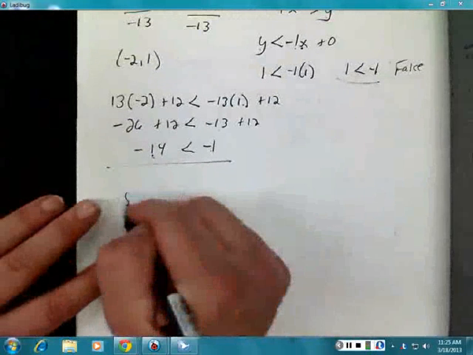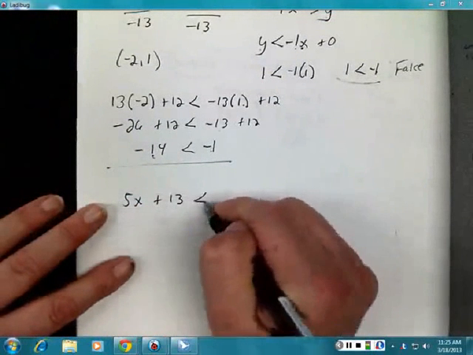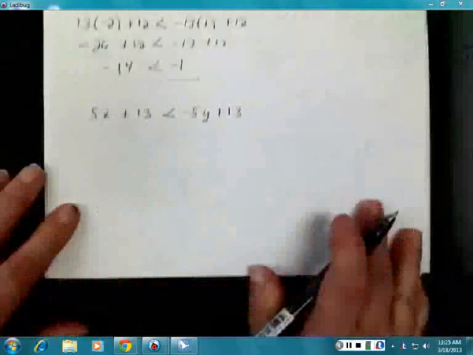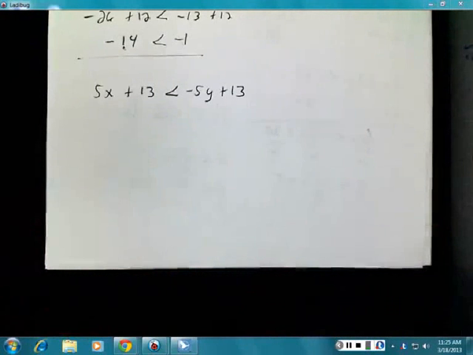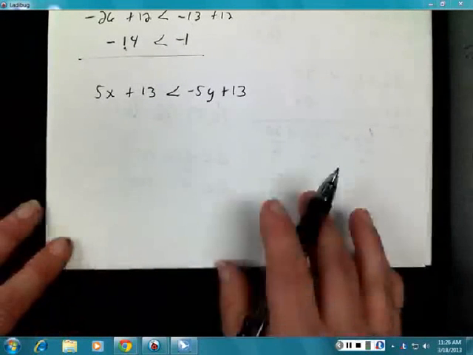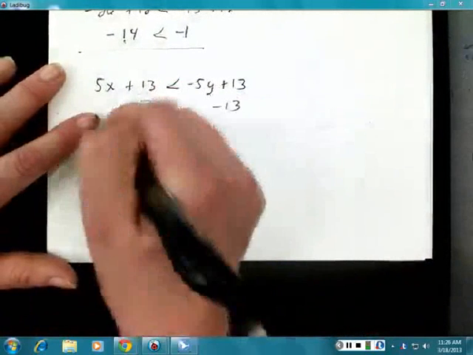How about this one? 5x plus 13 is less than a negative 5y plus 13. Kind of like the last one we did. Maybe we don't want to do that one because it's going to be the same type of situation that we're going to come up with. Well, we'll still finish it.